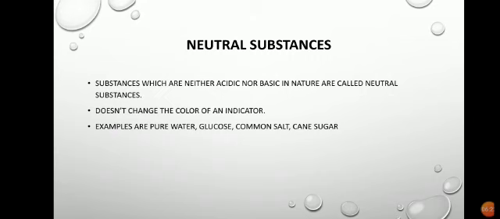Whatever indicator you use, you will not find any change of the color. Thus, if a solution of a substance in water does not change the color of either blue litmus or red litmus, then it will be a neutral substance. What are the examples? Pure water, or you can say distilled water. Okay, absolutely the pH is 7. Okay, neutral. Then glucose, cane sugar and common salt.